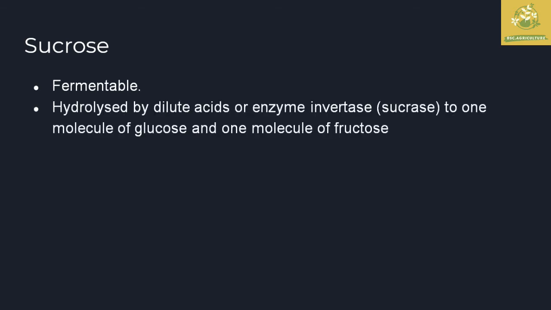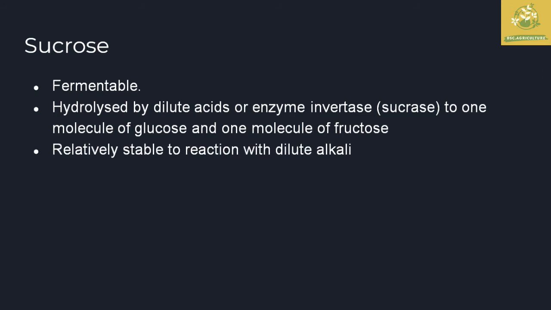Now the chemical properties of sucrose: sucrose is easily fermentable and is hydrolyzed by dilute acid or the enzyme invertase, also called sucrase, to give one molecule of glucose and one molecule of fructose. It is relatively stable to reactions with dilute alkali.